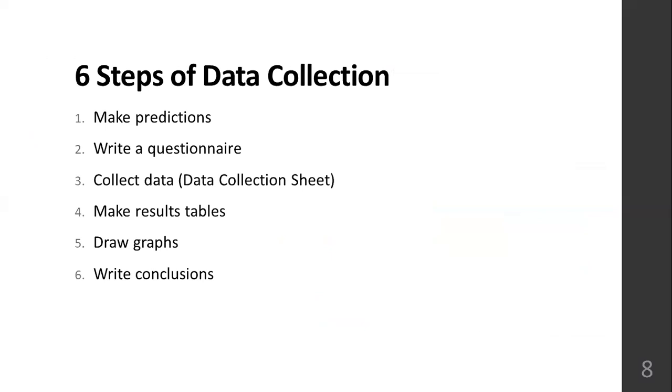Steps in data collection: you have to make a prediction, and you have to make a questionnaire. Predictions are like making assumptions first, and then you work towards your assumption, and you may either prove your assumptions wrong or prove them right. That is how you start a research. Make predictions first. Then write a questionnaire.